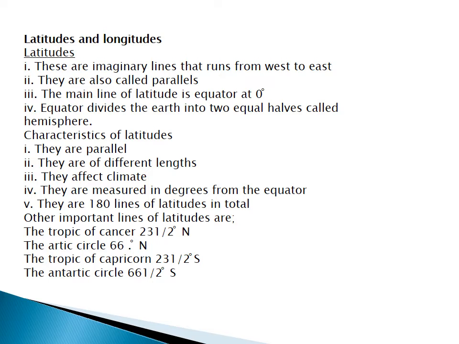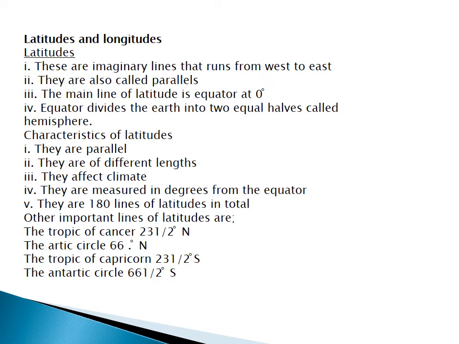The main line of latitude is the equator. The equator is at 0 degrees. The equator divides the earth into two equal halves called hemispheres. Now we have the northern hemisphere and the southern hemisphere.